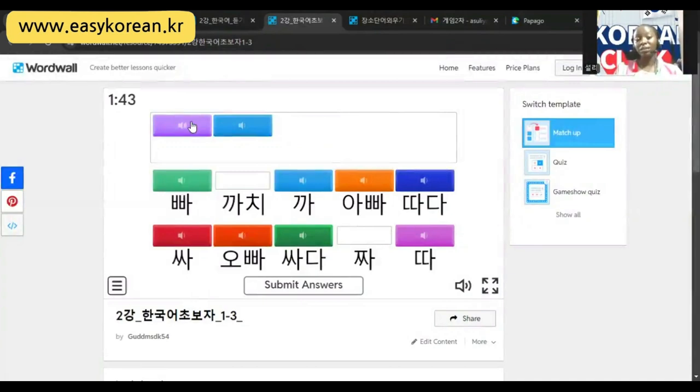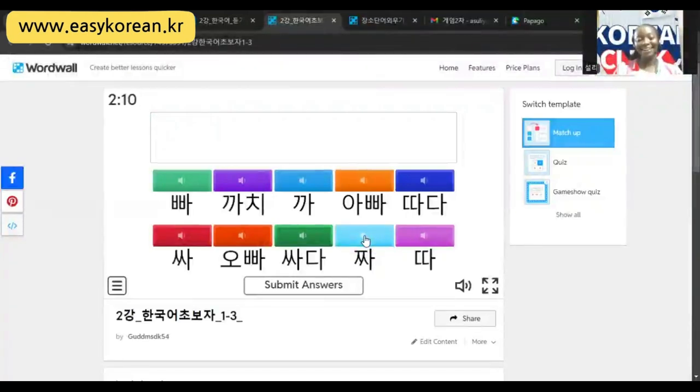같이, kachi means together. And we have the last one, ja, which is right here. So let's go over it once again and we'll be done for today. Ba, kachi, ga, appa, dada, sa, oppa, sada, ja, da.